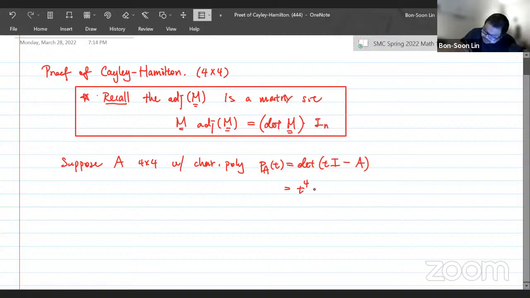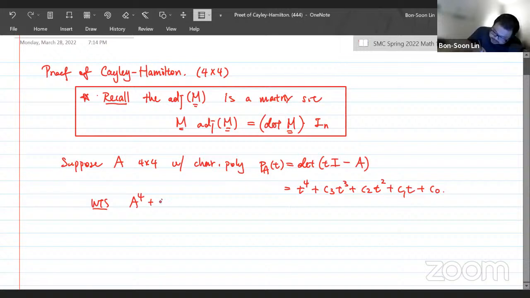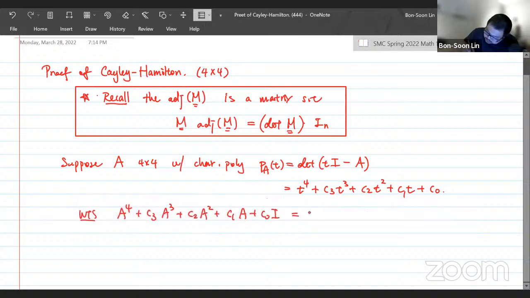T to the fourth plus C3 T cubed plus C2 T squared plus C1 T plus C0, right? It is a degree 4 polynomial. What is it that we wish to show? We wish to show that A to the fourth, when we plug it in, plus C3 A cubed plus C2 A squared plus C1 A plus C0 I is the zero matrix. So we want to show that this whole thing is equal to the zero matrix.